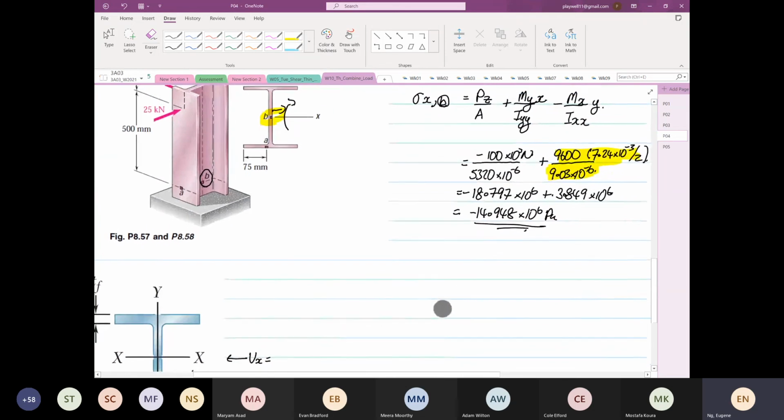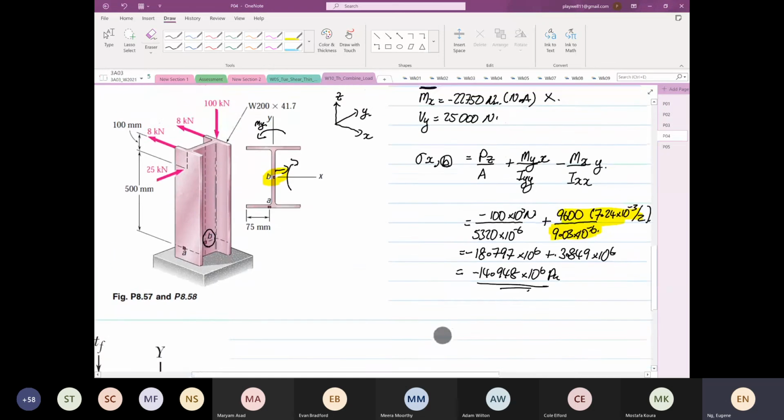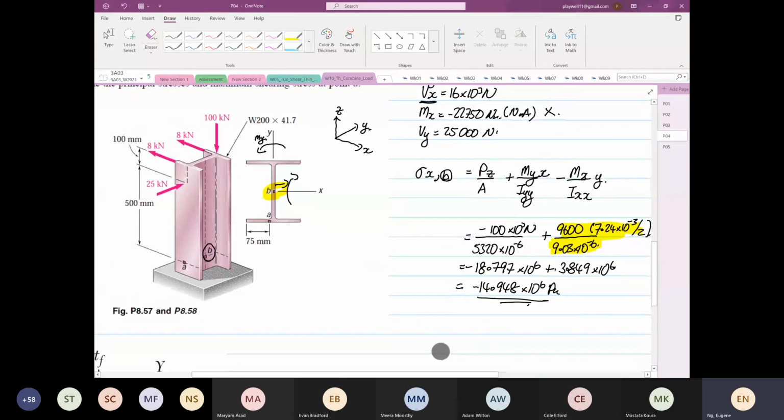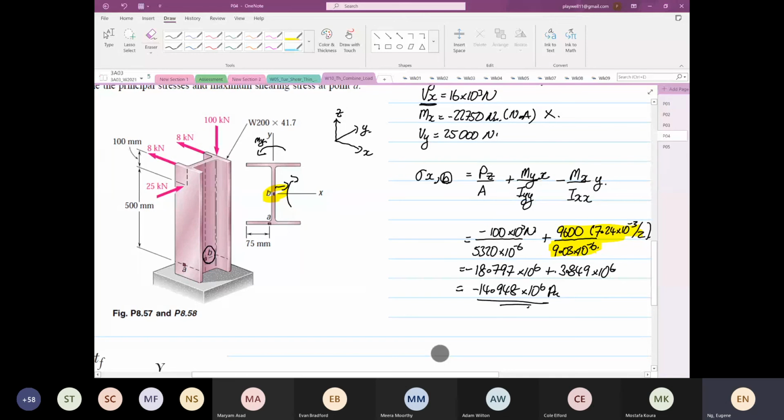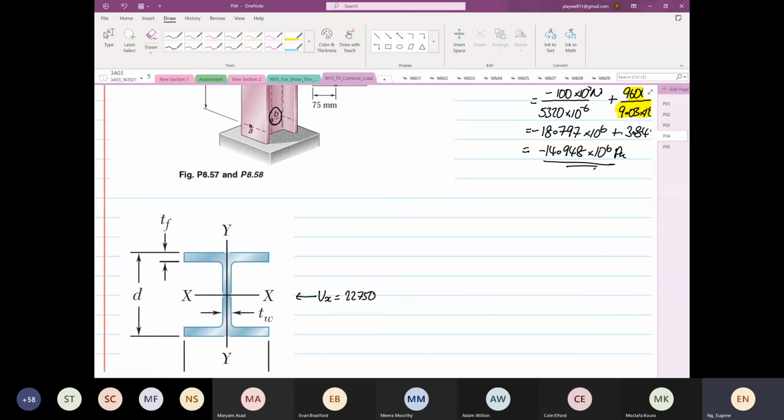So Vx over here is 22750. So we want to concentrate on element B now. Okay, so Vx is going this way. So if I were to construct the shear flow, how will it look like? This is the one that I'm not sure.